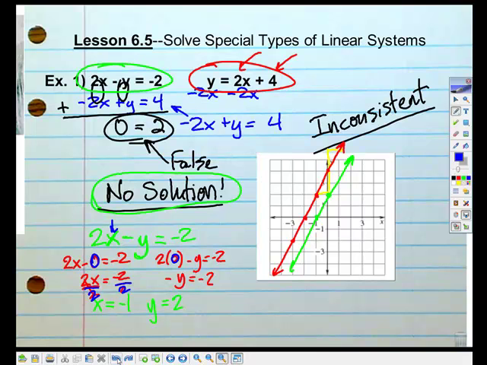Remember, you don't have to be showing the work of graphing any of these. The point of the graph is for you to see why there is no solution. We've got two lines running parallel to each other that will never intersect.